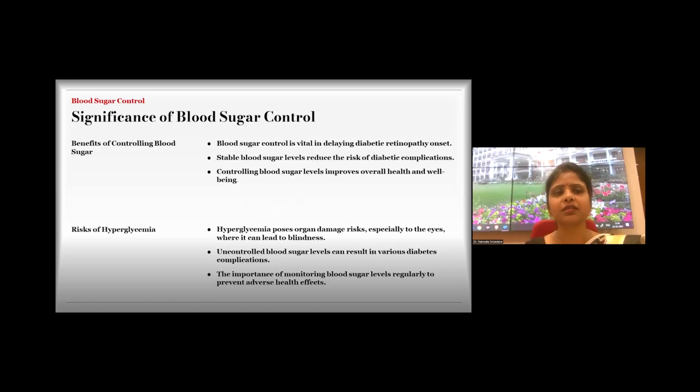So now, what is the significance of blood sugar control? If we control the blood sugar level, it reduces the risk of diabetic complications and also improves overall health. Hyperglycemia carries a risk of damage, especially bleeding and blindness of the eye, and controlling blood sugar level can prevent various complications. Monitoring blood sugar level is also a most important factor.